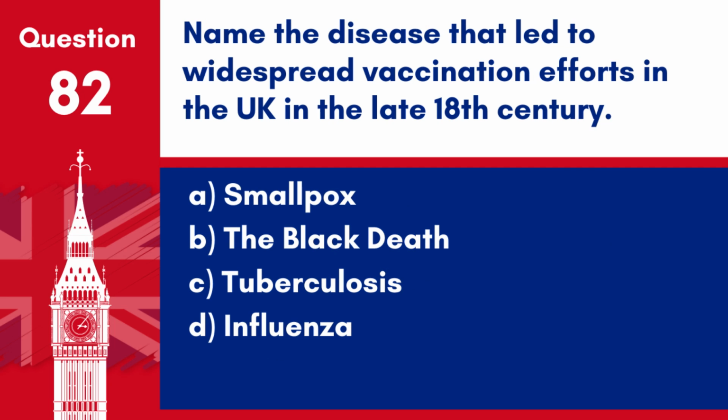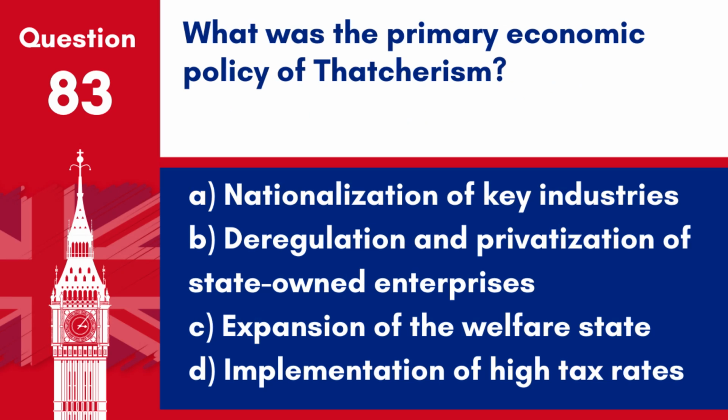Question 82. Name the disease that led to widespread vaccination efforts in the UK in the late 18th century. A. Smallpox. B. The Black Death. C. Tuberculosis. D. Influenza. Answer: A. Smallpox. The widespread vaccination efforts in the UK in the late 18th century were primarily against smallpox, following Edward Jenner's development of the vaccine.